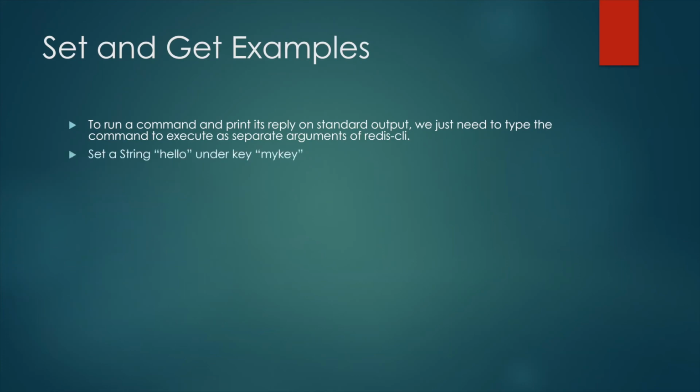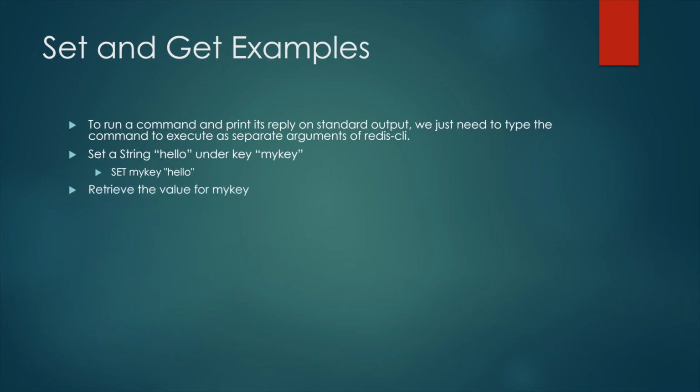So for the first example, if we want to set a string hello under the key mykey, I'm going to give you a couple seconds to try to figure it out. I'm going to do that for the rest of the examples. Okay, hopefully you got it by now. The answer is just set mykey hello, with set being the command, mykey being the name of the key that you're creating, and hello being the value within the key.